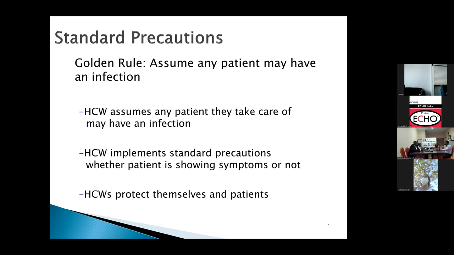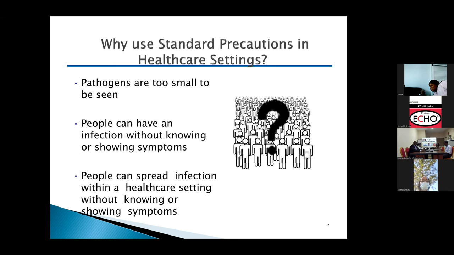So I will dwell briefly on the standard precaution because of our time. The golden rule is that any patient should be assumed to be infectious. And so healthcare workers should take care to protect themselves by implementing standard precautions, whether the patient is showing symptoms or not. The healthcare workers should protect themselves and the patients.